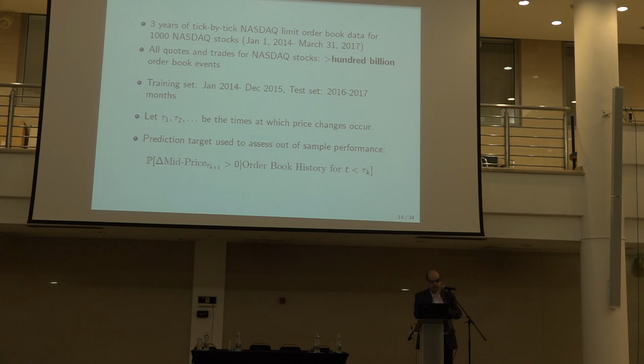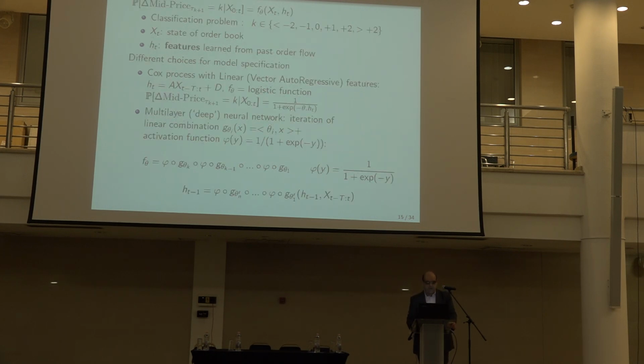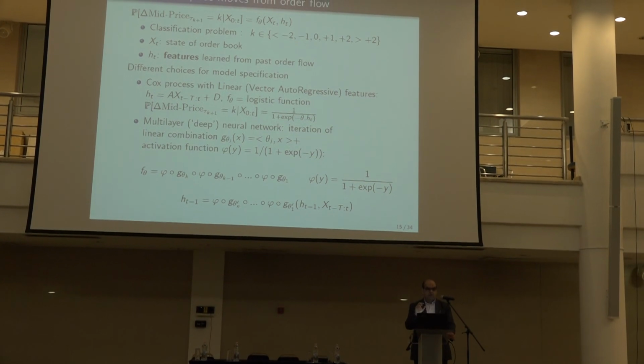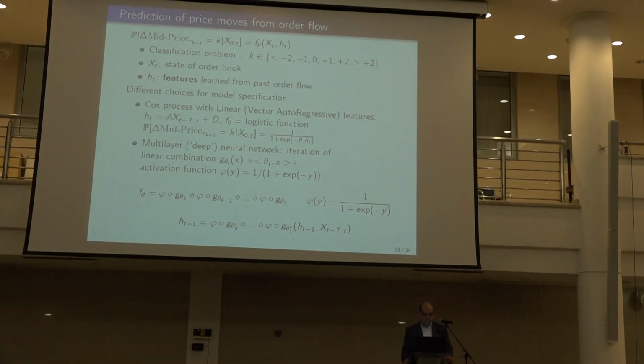So I'm not going up to a millisecond before the next event. I may stop maybe a tenth of a second before, and I try to predict when the price will next change. So this is typically what I will show you. Okay, so you can think of this as a classification problem. Why? Because price changes are discrete. They go in multiples of 1 penny or 1 cent.